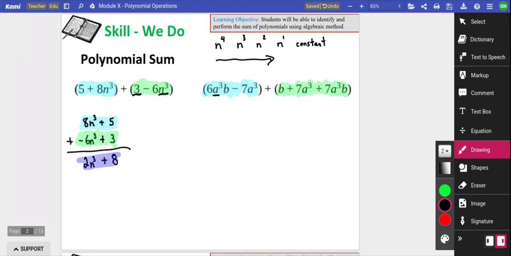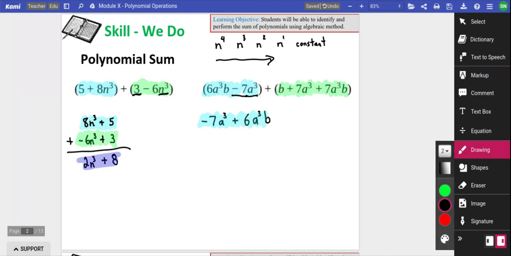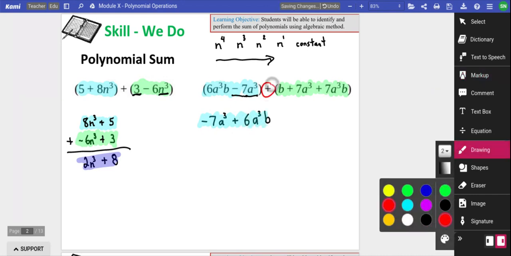If we look, both of them have the same exponent. So I'll just choose the one that doesn't have any other variable, which is a negative 7a cubed plus 6a cubed b. So that took care of the first parenthesis. Again, we have an addition. That's why I've been putting the plus.